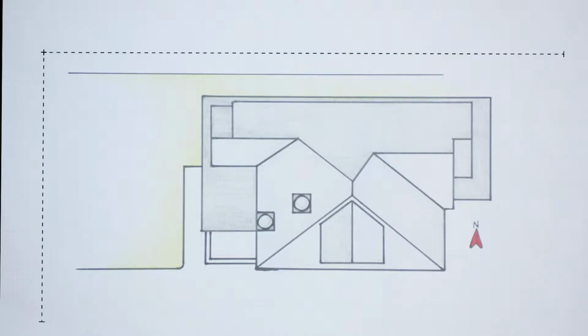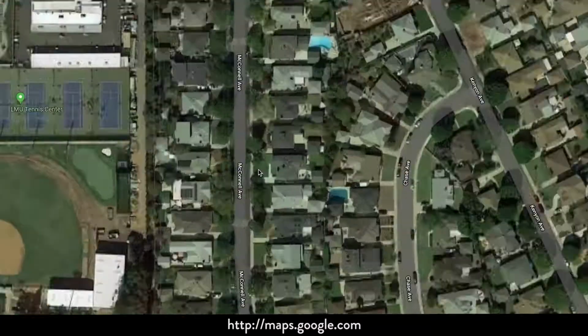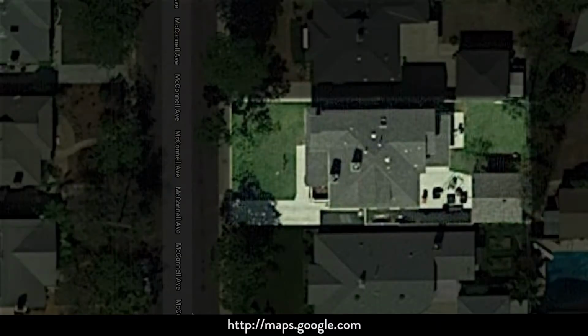First things first, let's measure the property and draw it out. Things to include are the overall dimensions, orientation with north arrow, buildings and structures, large landscape features like driveways, patios, and swimming pools, and large trees or shrubs. You can also find your house on Google Maps satellite view to help visualize the overhead view.